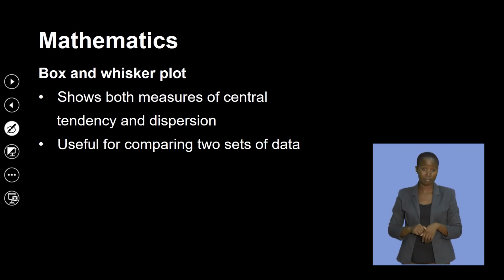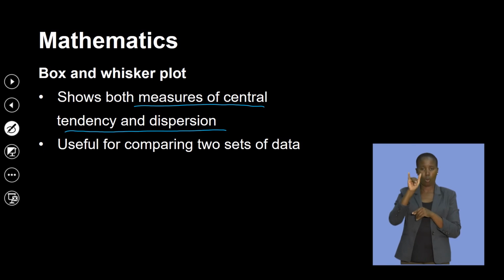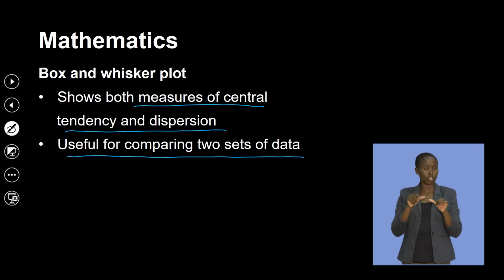So box and whisker plot shows both measures of central tendency and dispersion. I did indicate it is useful for comparing two sets of data.